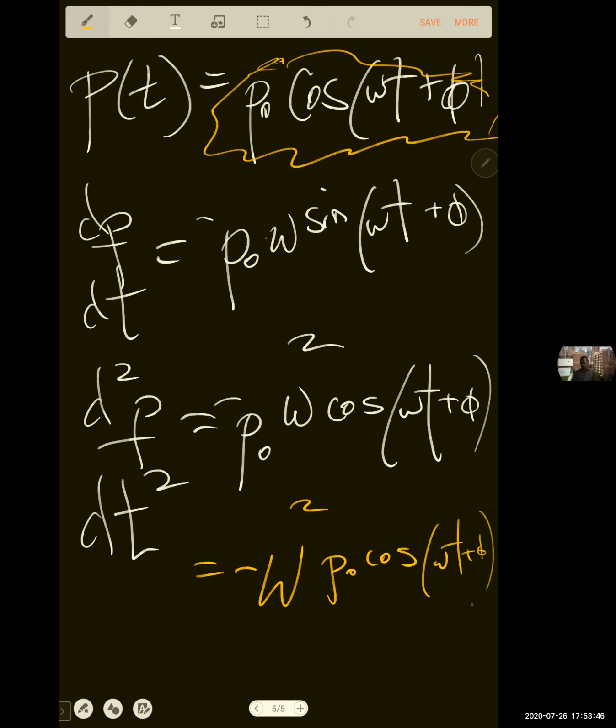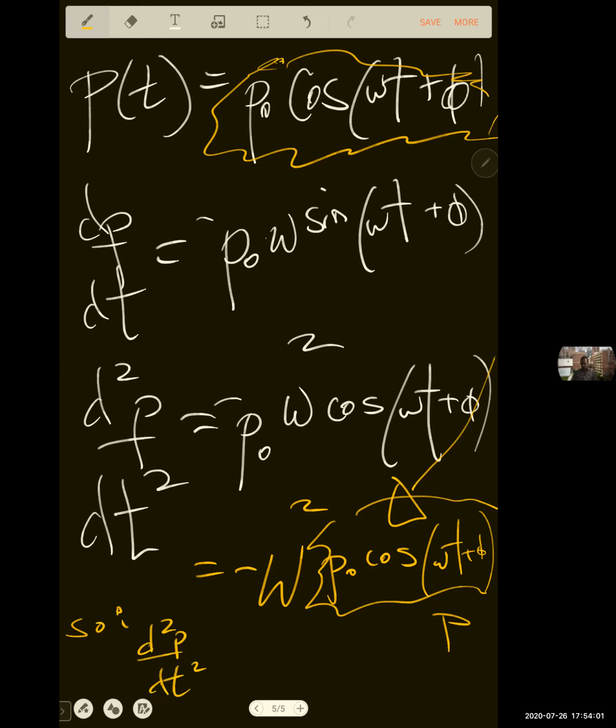Look at what we have here, folks. That's P. So apparently d2P/dt2 does in fact equal negative some constant times the original P itself. Yay, it checks. We're just checking again something that we've in principle known for a few days.